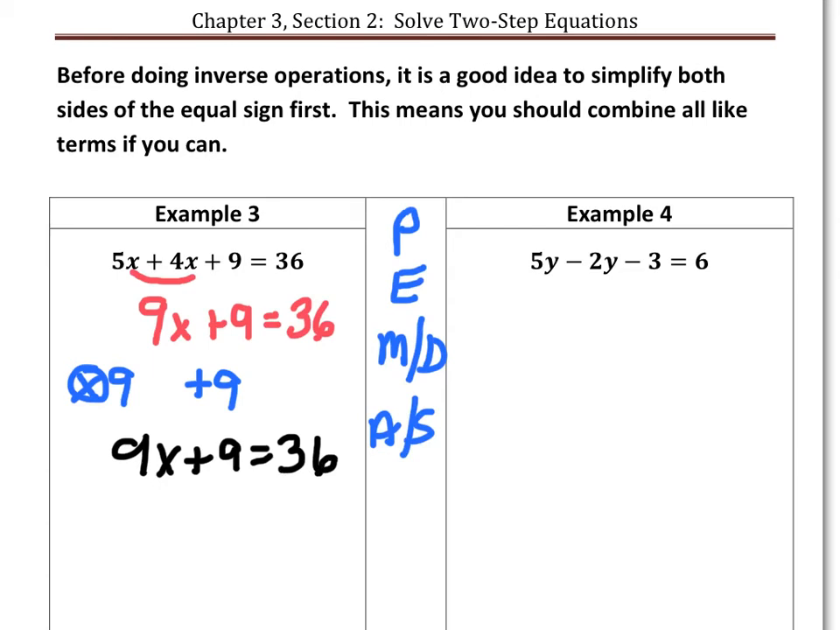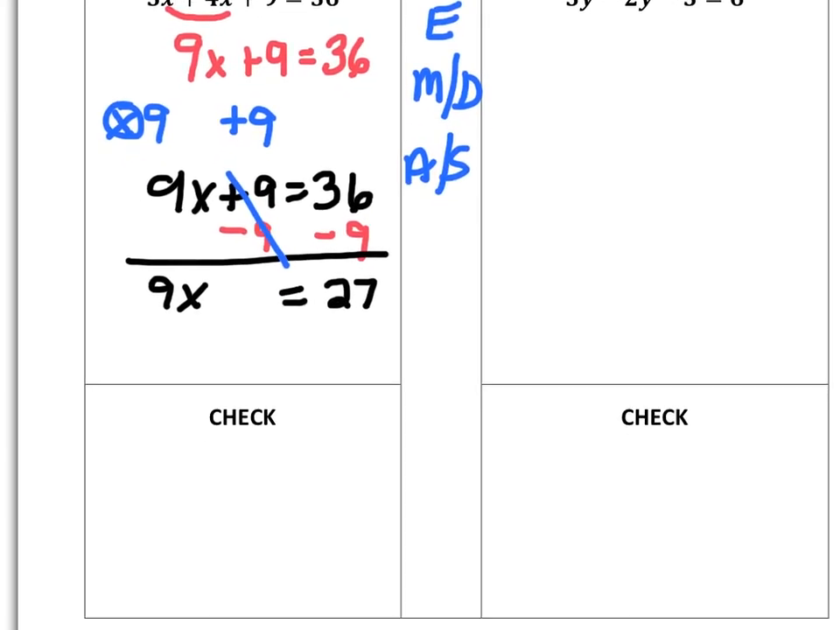And the first thing we're going to want to undo is this addition of 9. That is bottom up, so we've got to undo that addition first. Alright, so we have 9x coming down, of course opposites added together reduces to 0, and we have 36 minus 9, which is 27. Now I'm going to undo this multiplication using division. And 9 divided by itself is 1, and 27 divided by 9 is 3.